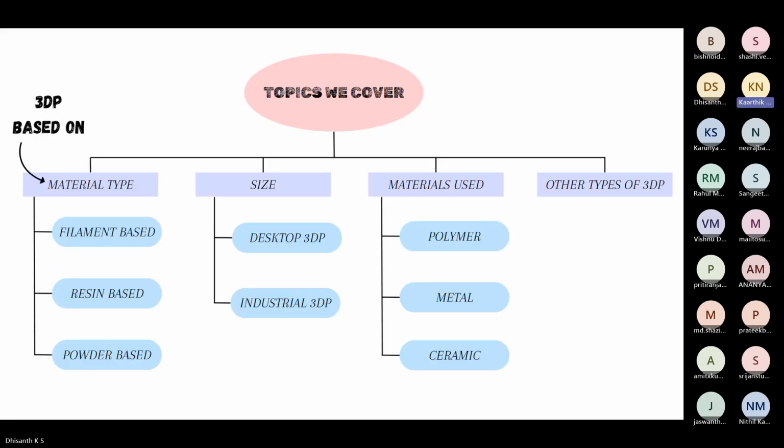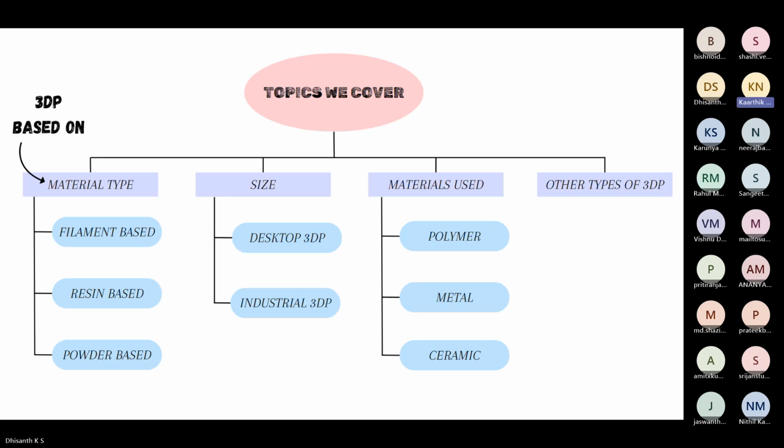Okay, let's move on to the topics. In this session, we'll be covering material type, size, material used, and other types of 3D printing. Under the material type, we'll be seeing 3D printers based on filament, resin, and powder. Under size, we'll be seeing desktop and industrial types of 3D printers.